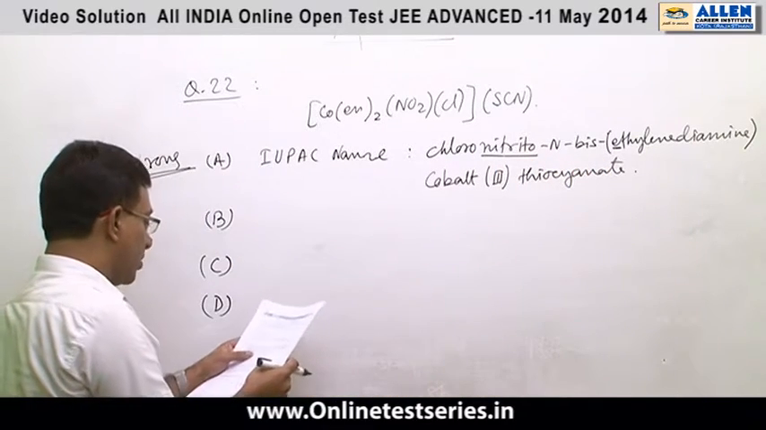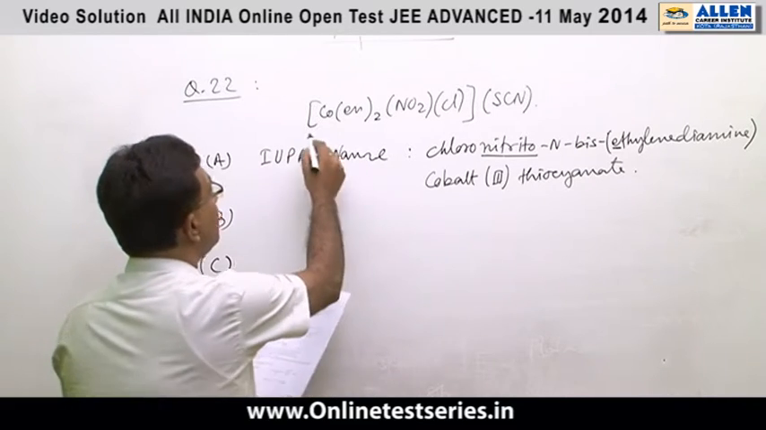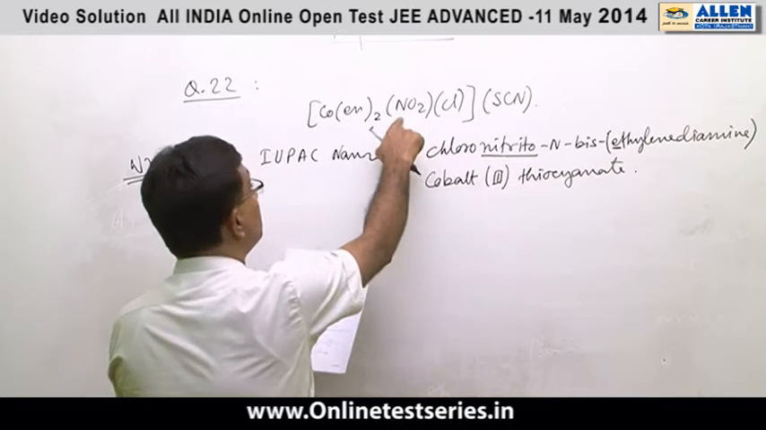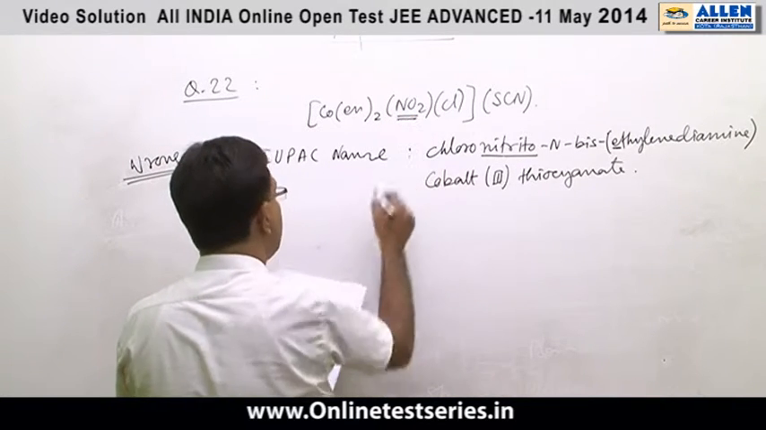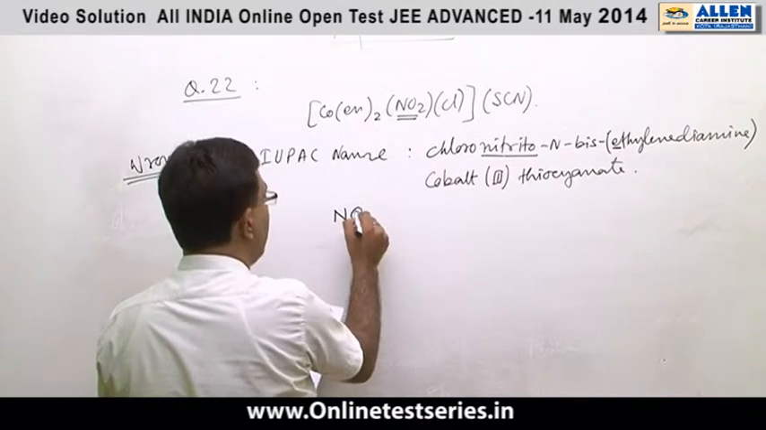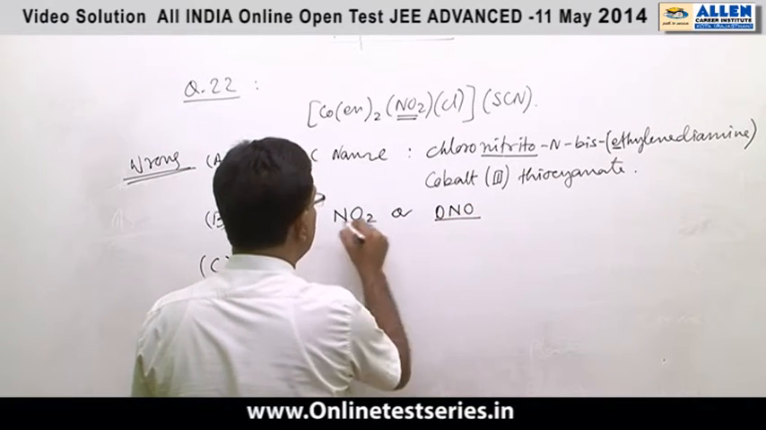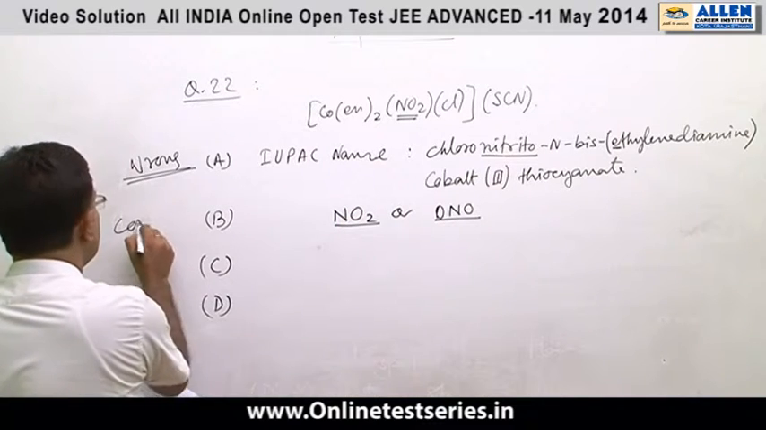Option B, the cationic part of the complex shows linkage isomerism, and it is possible. NO2 is the ambidentate ligand, and it can show NO2 or ONO type of linkage, and because of that reason, option B is correct here.